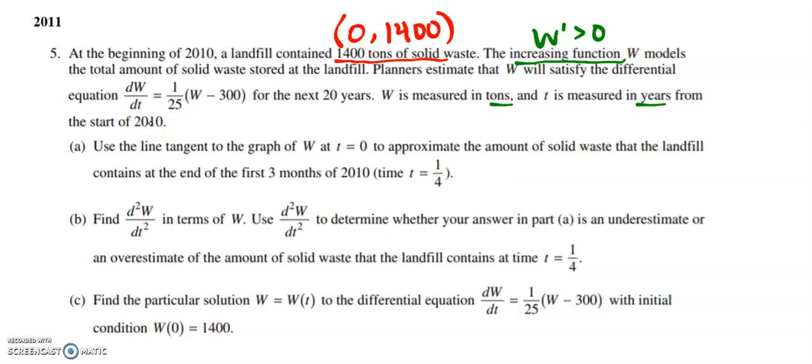Use the tangent line. Okay, well, I know how to write a tangent line, right? That's just going to need a point and a slope. Find d squared W over dt squared. Well, that just means the second derivative. Okay. Find the particular solution. So this will be where I separate my variables.